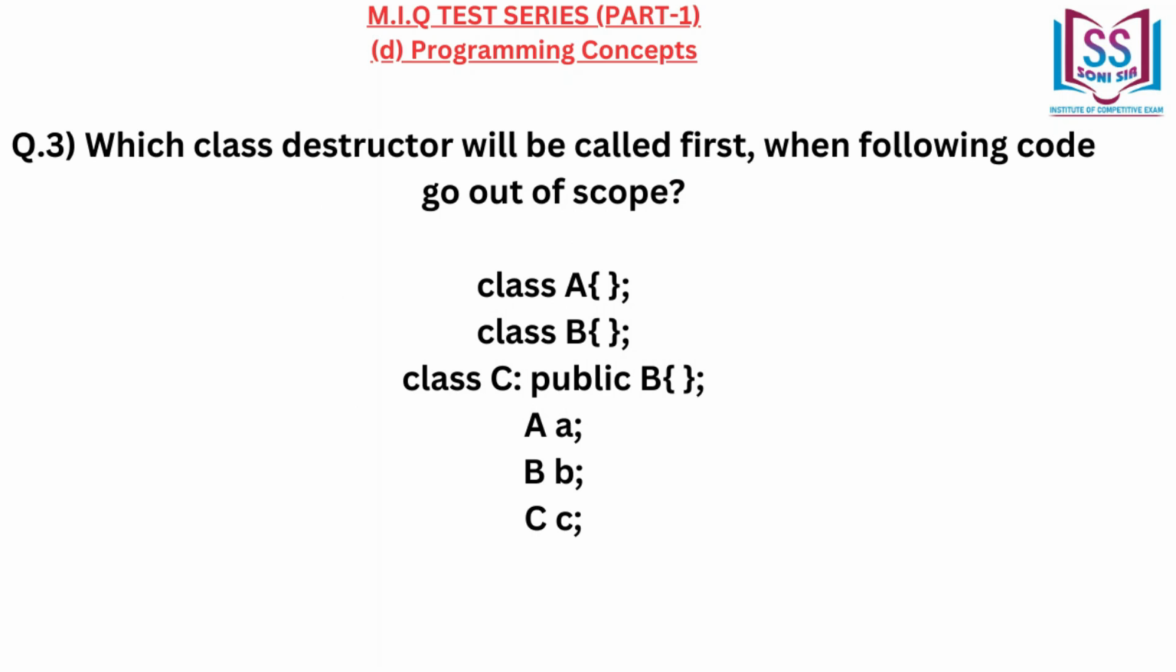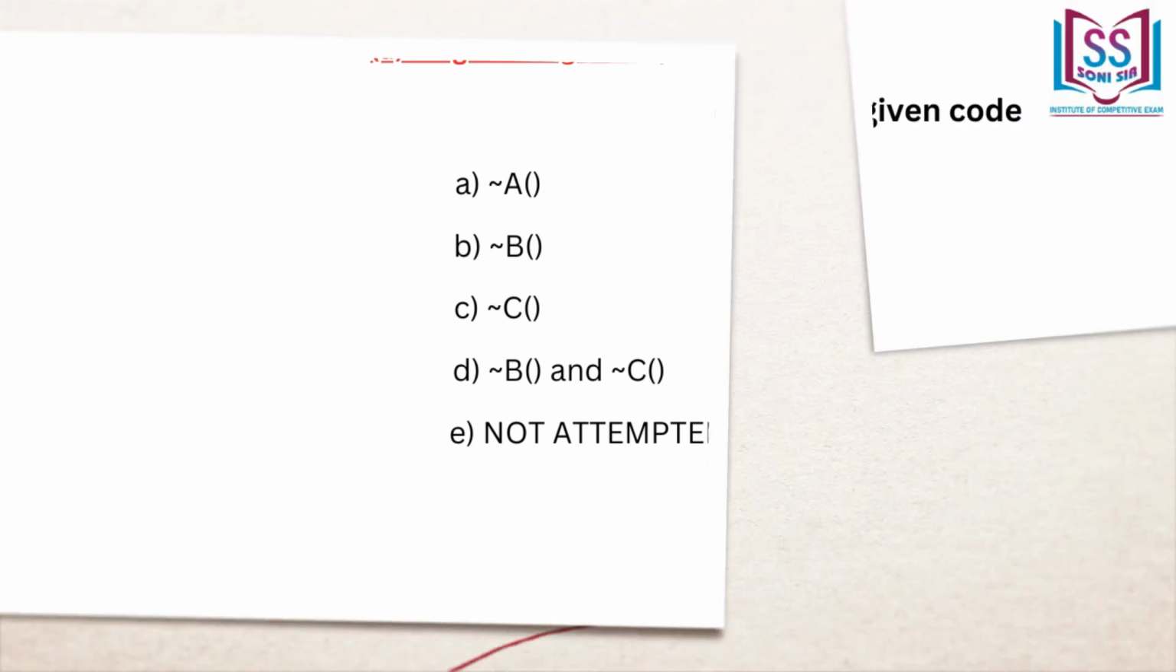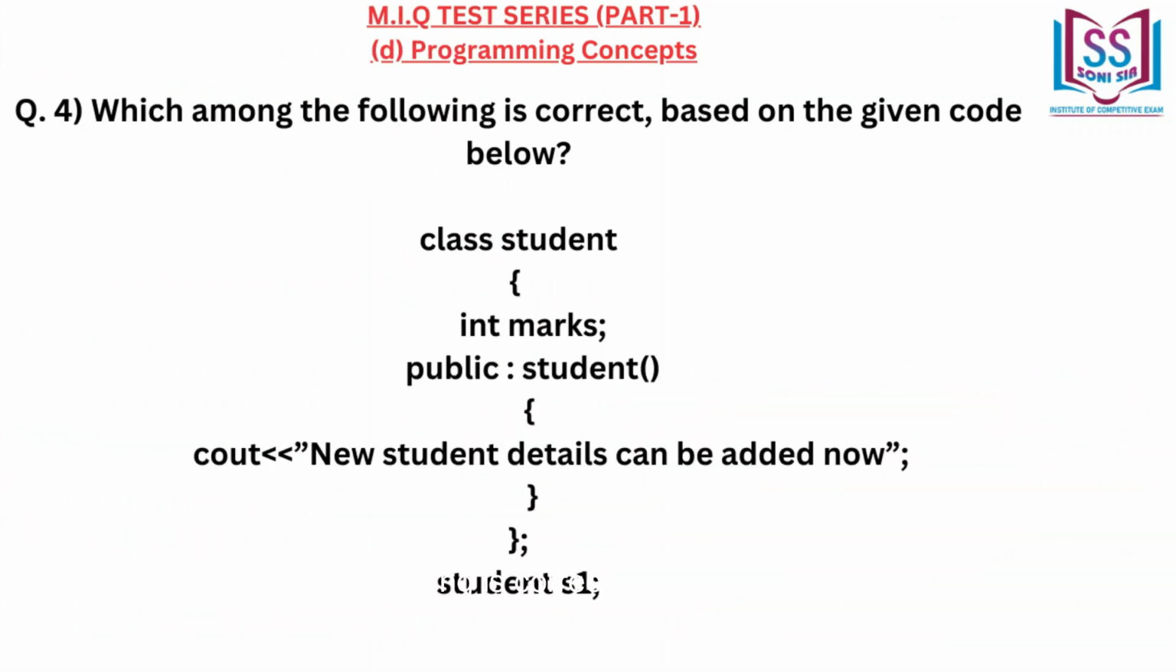Which class destructor will be called first when the following code goes out of scope? A. B. B. C. C. D. B and C.